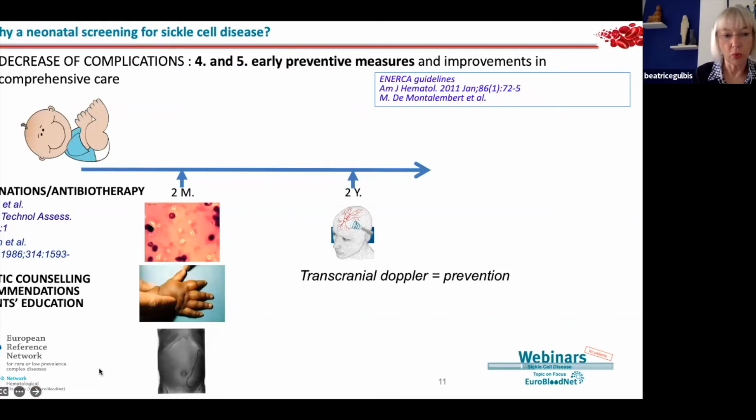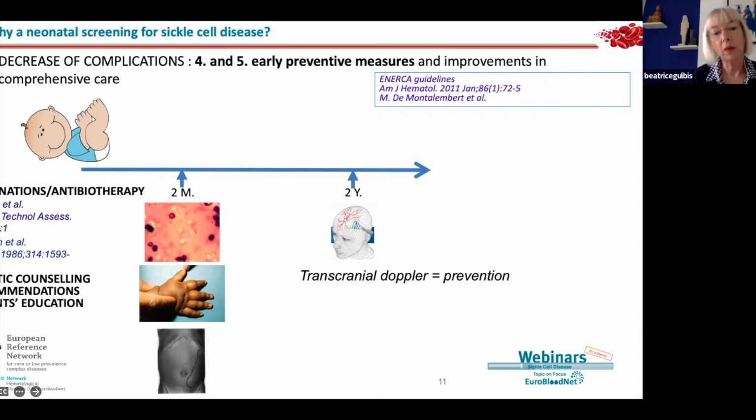And we know also that we can do something during this period and all along. So we know that we can vaccinate the children, then we can give antibiotic therapy to fight against those infections. We know also that we can give recommendations and parents' education to limit the painful crisis and some part of the anemia. We can also give genetic counseling for the parents, for the next children.